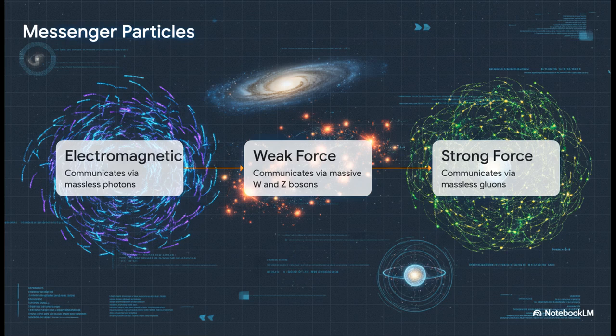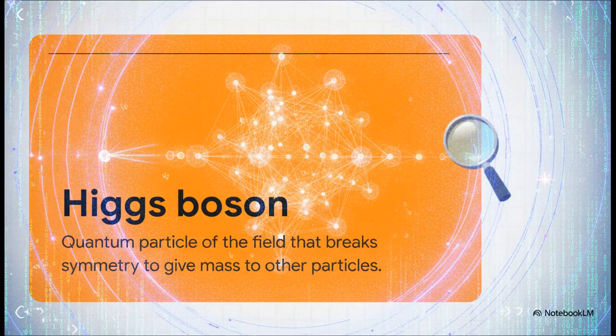The electromagnetic force uses massless photons to hold your atoms together. The weak force, which is responsible for things like radioactive decay, communicates via massive W and Z bosons. And the strong color force, the actual glue holding the quarks together inside a proton, it communicates via, well, aptly named gluons. But for the longest time, there was a massive puzzle here.